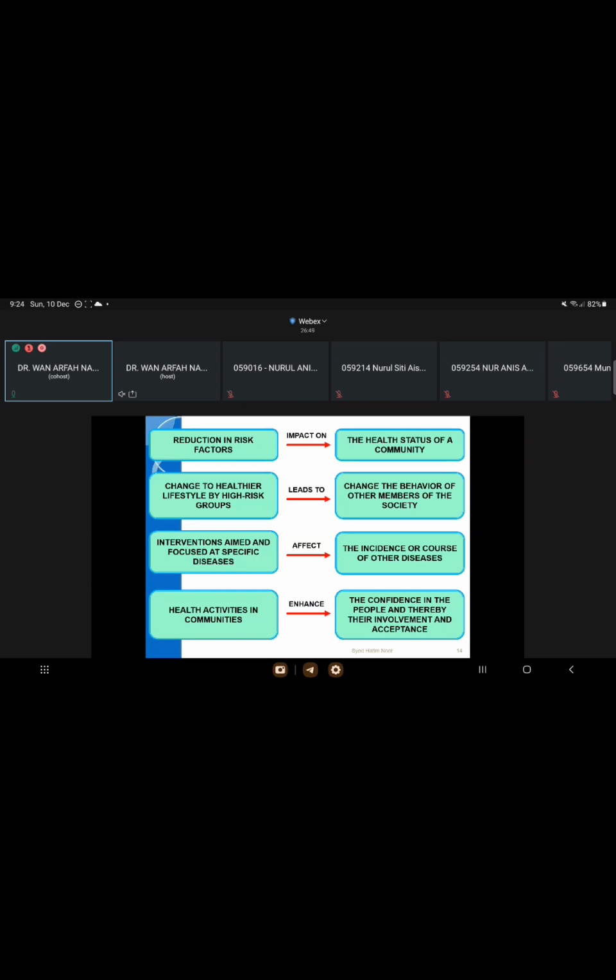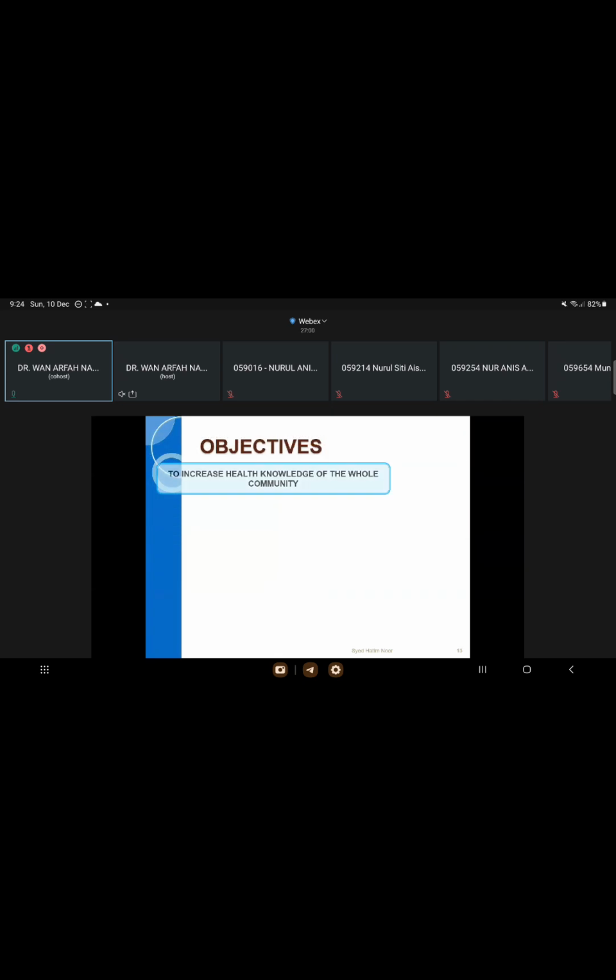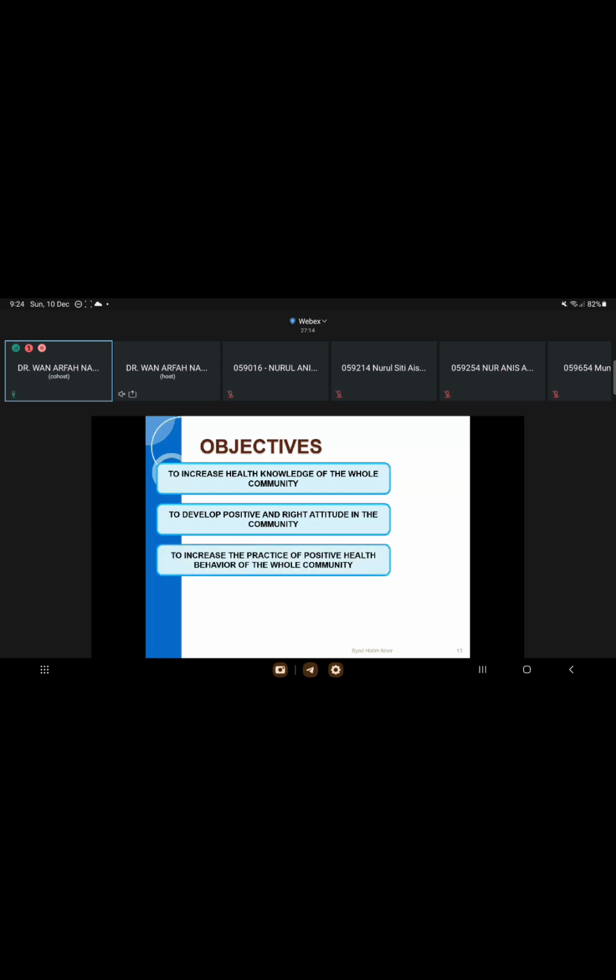Then you can improve their involvement when you do a community trial, right? So the objective of the community trial is, basically, you want to increase the health knowledge of the whole community, and then you want to develop positive and right attitude in the community, and then to increase the practice of positive health behavior of the whole community. Thereby this is part of the health education.